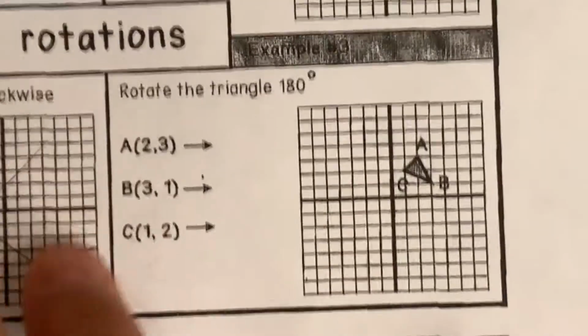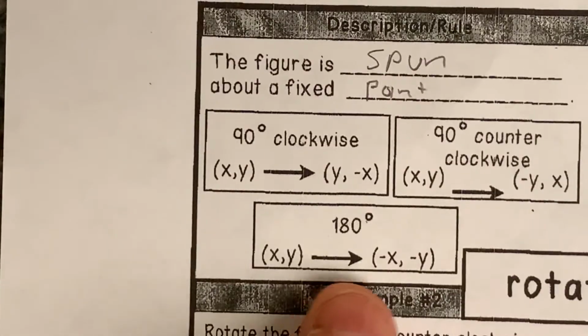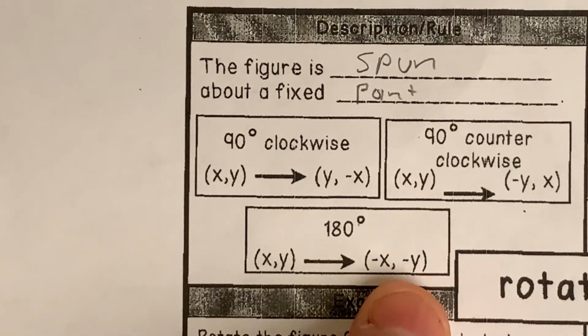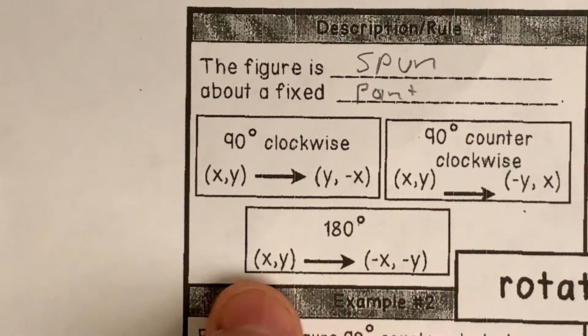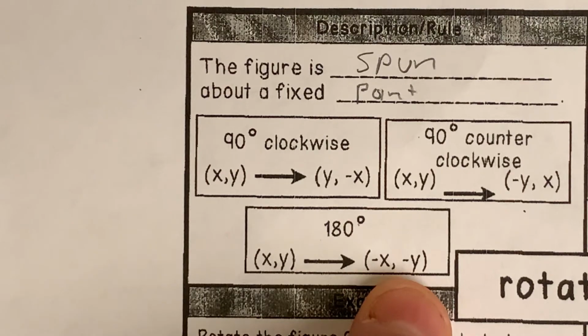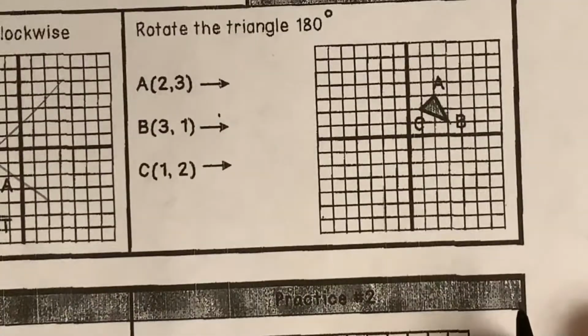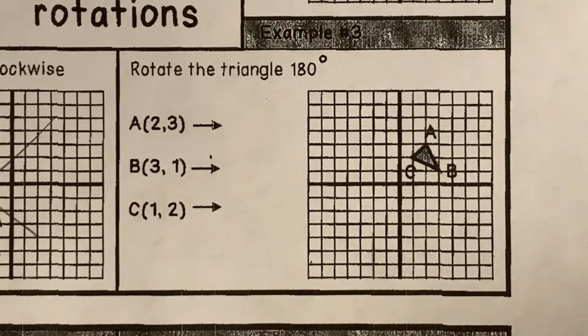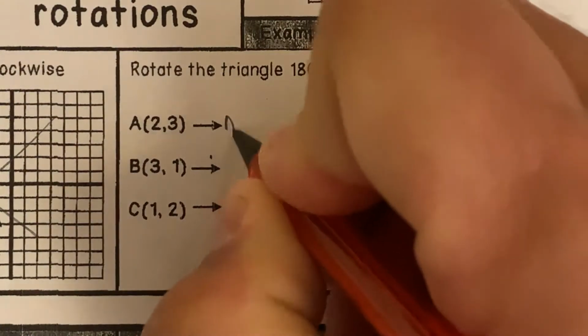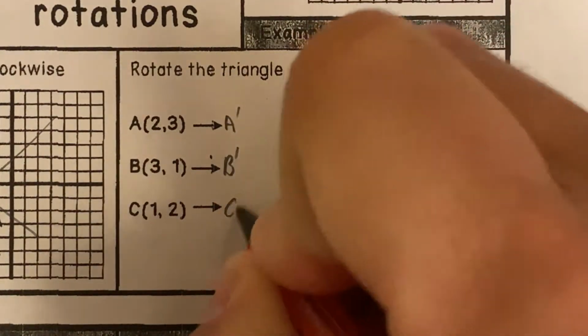So 180 degrees. If you remember, let's go back to the little paper here. What are we doing here? We're not switching them. We're just making them both the opposite of what they are. So we're multiplying both by -1. So let's go over here, and again, the A prime, B prime, and C prime.